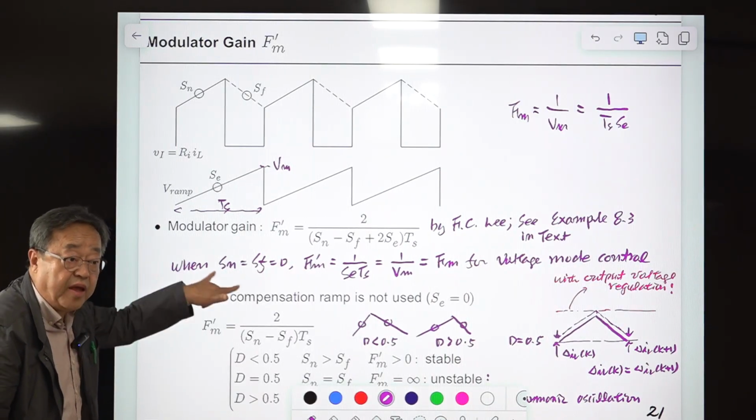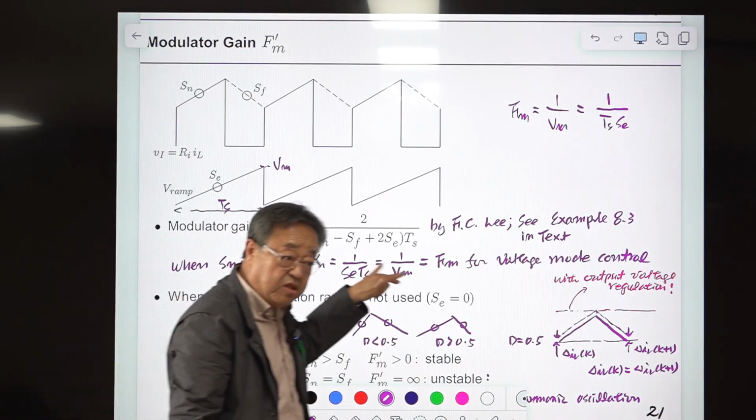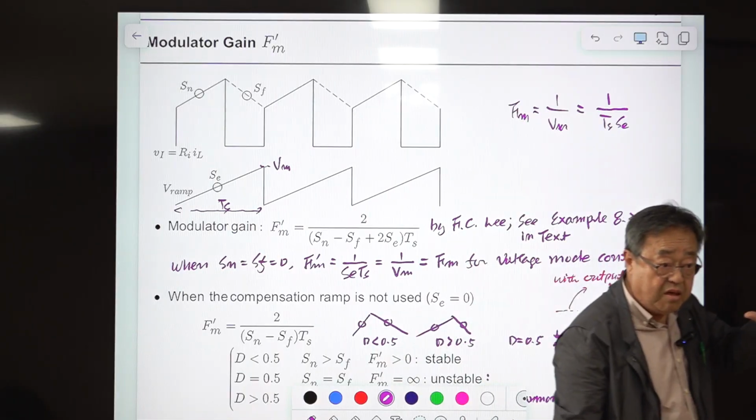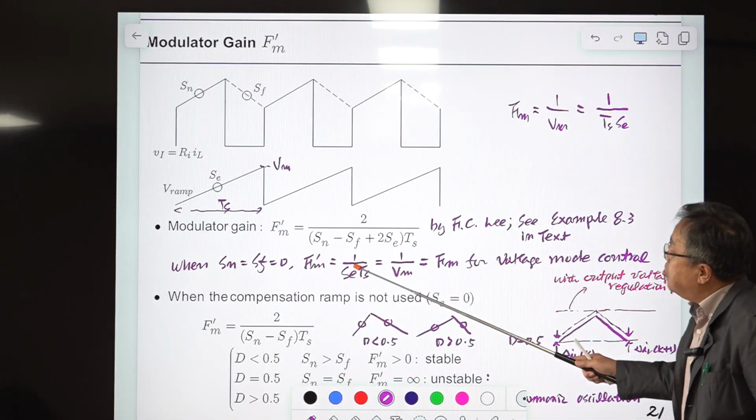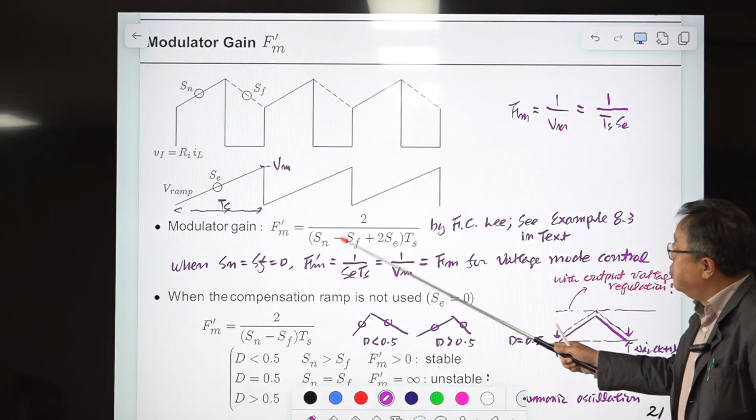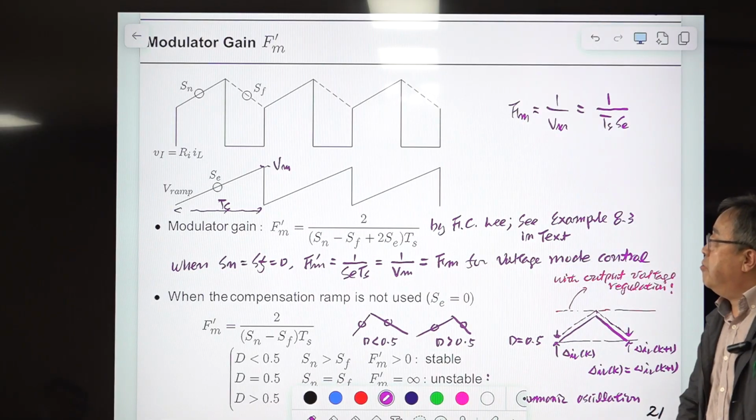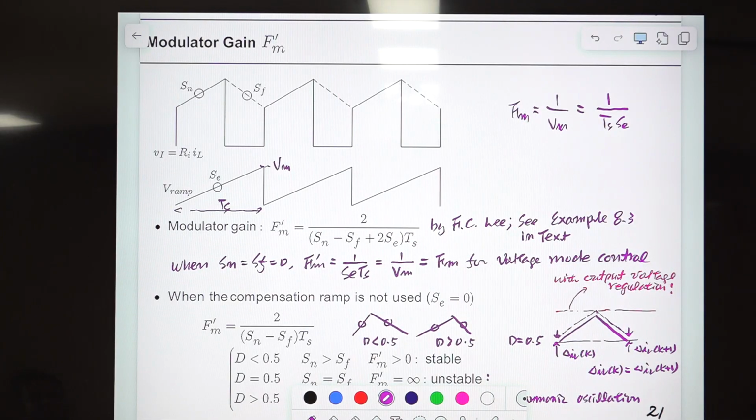So one advantage of this expression is it makes sense when this becomes 0. The current mode control is removed. It reduces the modulator gain of voltage mode control.